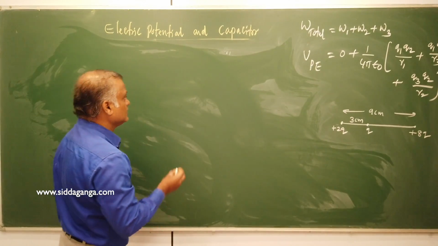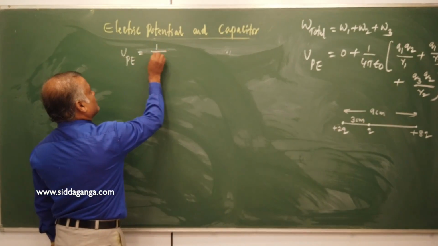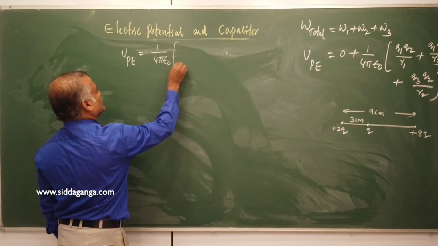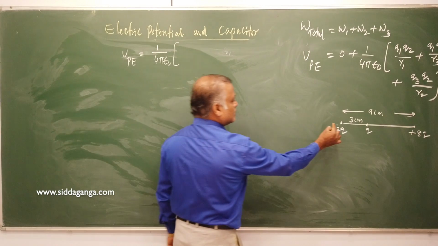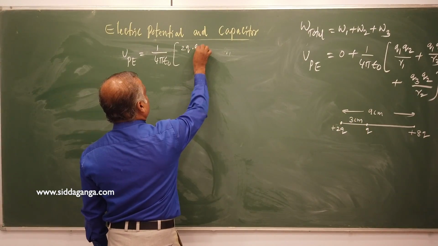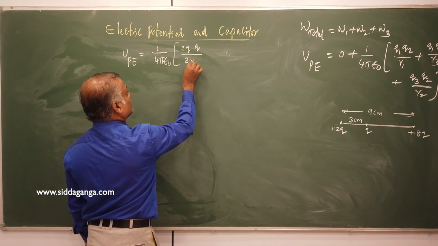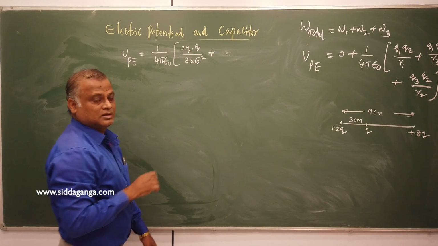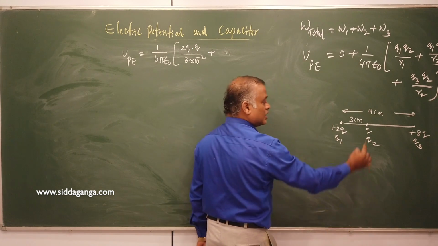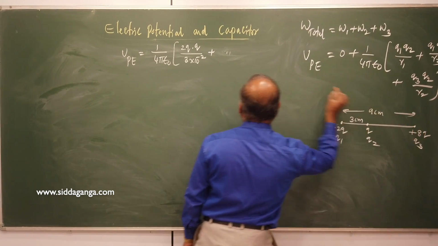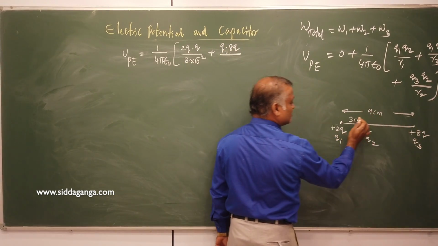3 point charges. So for a system of 3 point charges, the total potential energy is 1 by 4 pi epsilon naught into, I think you understood this, I will write in a fast manner. Q1 into Q2, 2Q into Q, divided by R1. Then Q2 into Q3, Q into 8Q, divided by 9 minus 3, how much will you get?